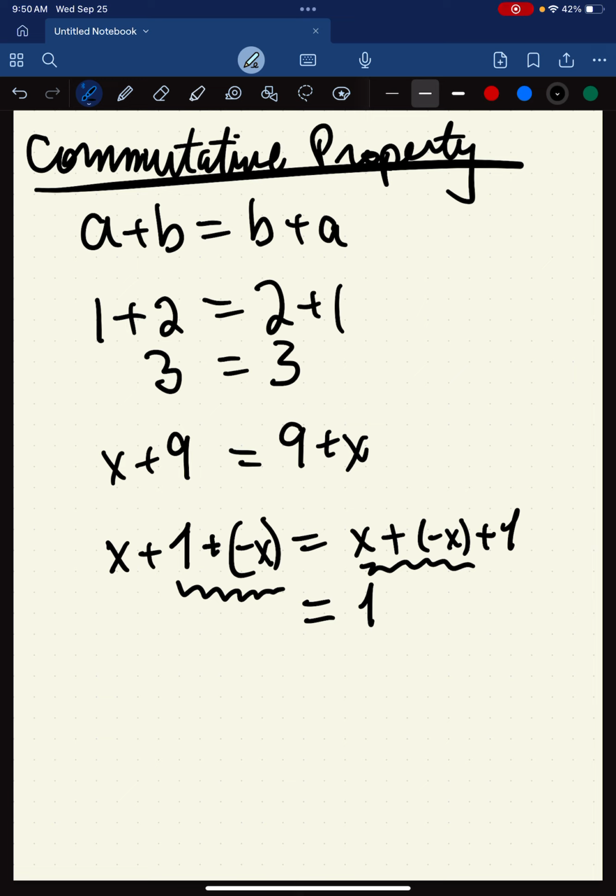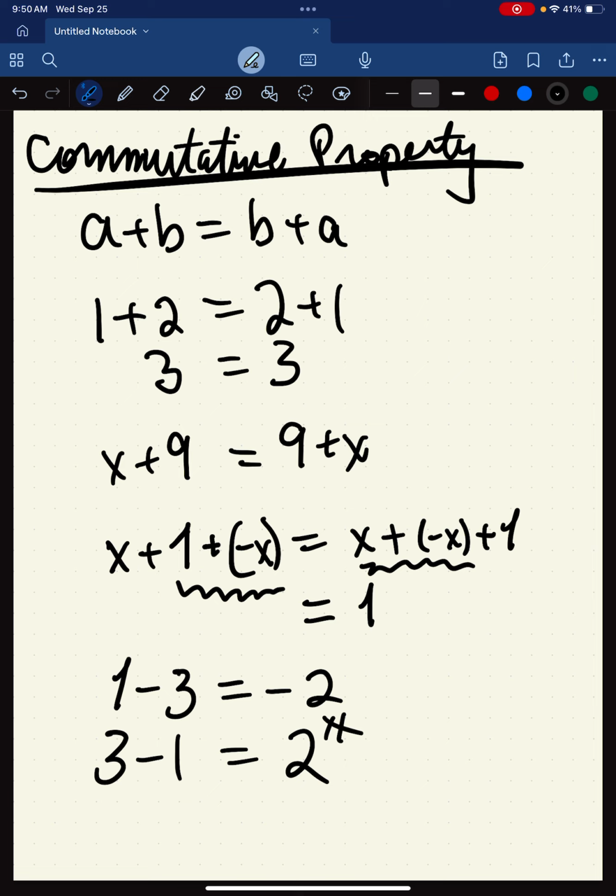Now I do want to mention that you should be careful because this is not the case with subtraction. So let's do, for example, 1 minus 3. That is negative 2. And 3 minus 1 is positive 2. And these two things are not equal. So be careful with that.